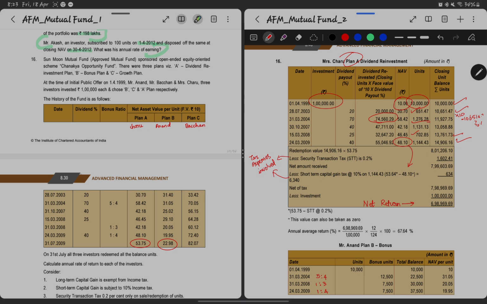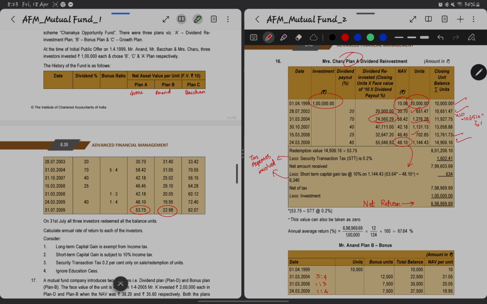Now redemption value will be nothing but this closing balance multiplied by the NAV when we sold this mutual fund, which is 53.75. So 14,906 multiplied by 53.75 will be the redemption value. Now STT is 0.2%, as I previously told. On what portion will STT be calculated? STT should be calculated only on sale or redemption of units.